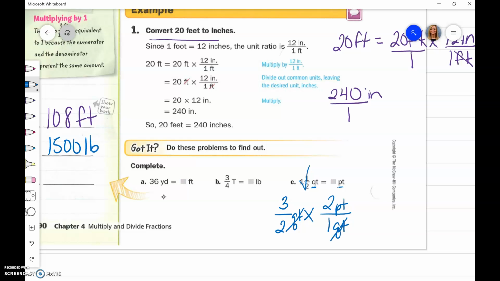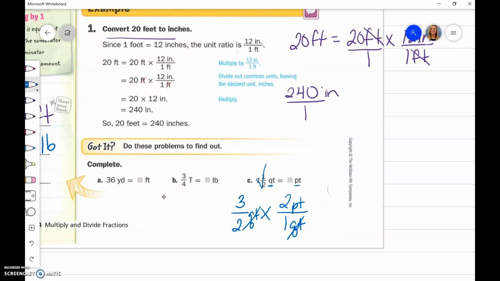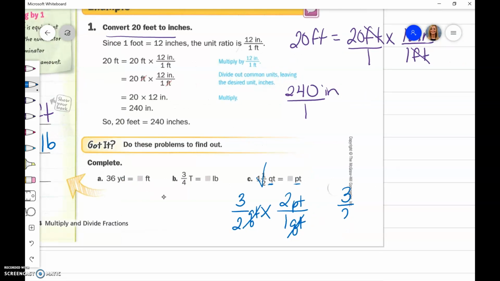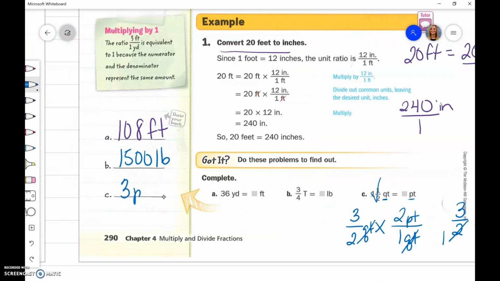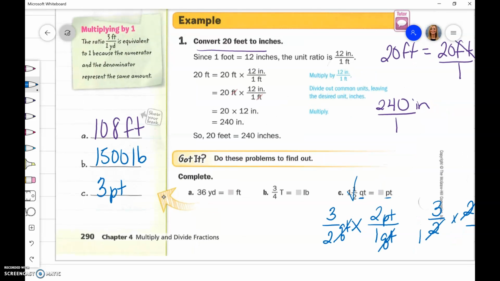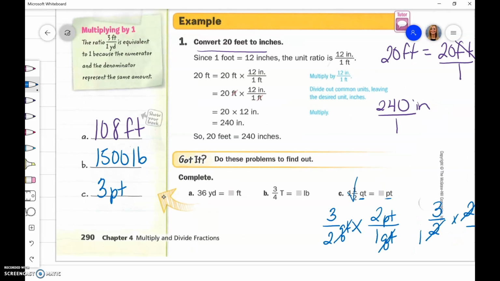I can cross off my quarts, and now look at what I'm left with. I'm going to rewrite it over here because sometimes it's just nice to see it all cleaned up: 3 over 2 times 2 pints over 1. Now, taking a look at this, I can cross simplify. I can divide 2 divided by 2 to get 1, 2 divided by 2 to get 1, and I get 3 over 1. Therefore, my answer is 3 pints. So I was able to get 3 pints. So 1 1/2 quart equals 3 pints.